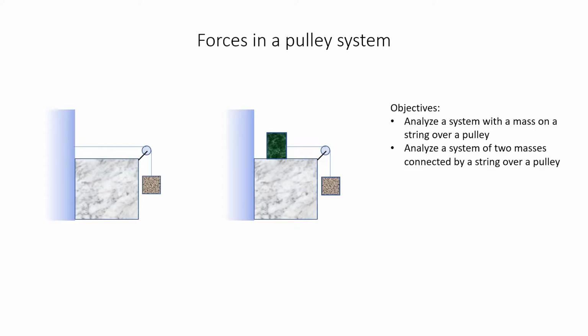Hey there. Let's do some analysis on the systems where there's a pulley involved. The first system we'll look at has a mass hanging on a cord that goes over a pulley and is attached to the wall. The second system has a mass that's hanging on a cord going over a pulley attached to a second mass that's on the table.